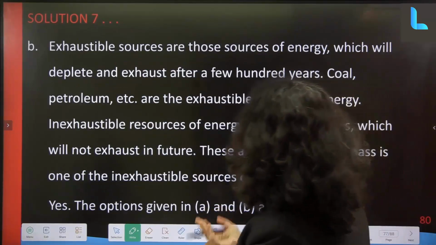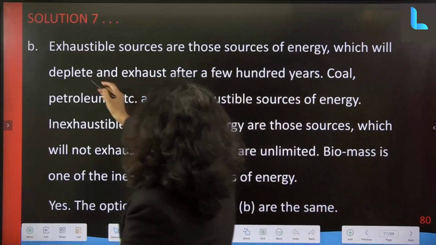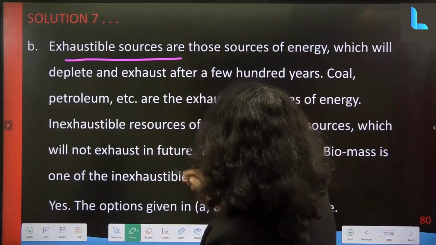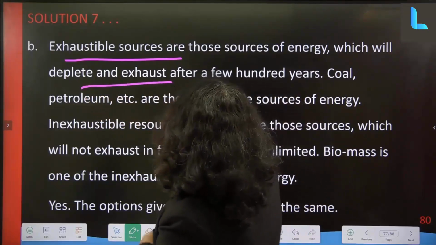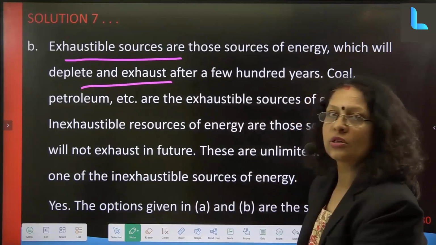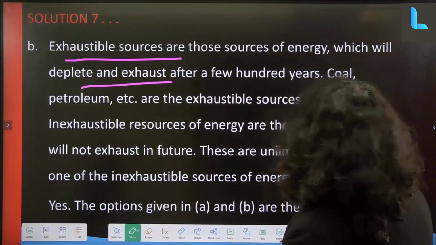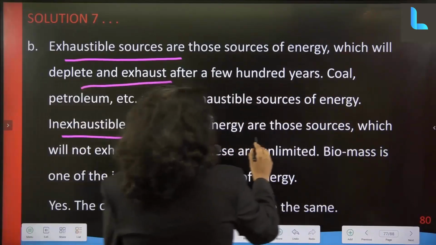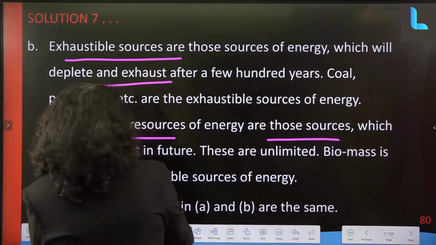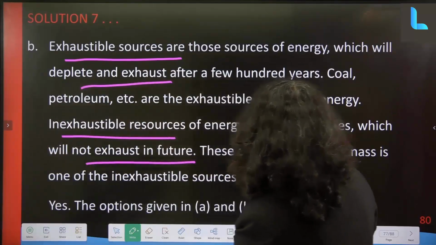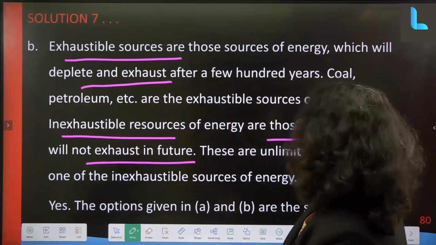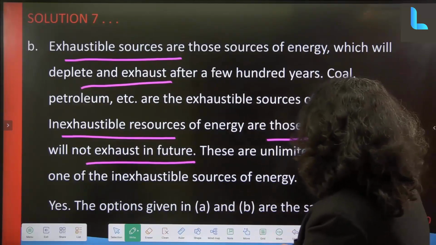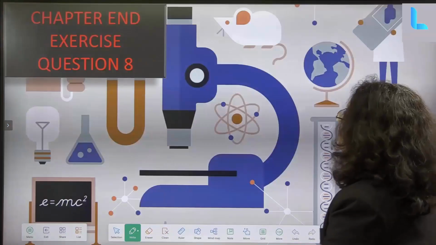Then exhaustible and inexhaustible. Exhaustible sources are those sources of energy which will deplete and exhaust, meaning they will be over after a few hundred years, like coal and petroleum. Inexhaustible sources of energy are those which will not exhaust in the future. These are unlimited, like biomass. So the options given in A and B are very close.